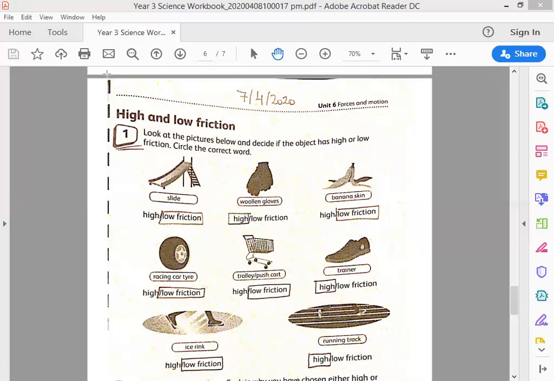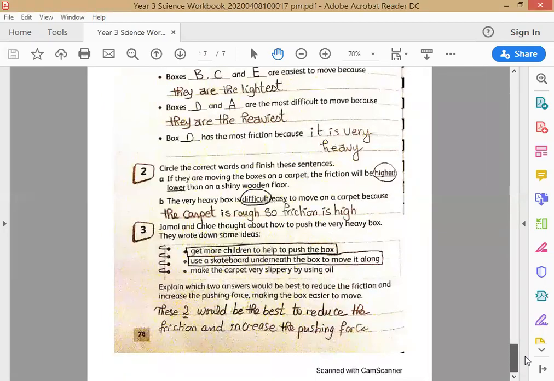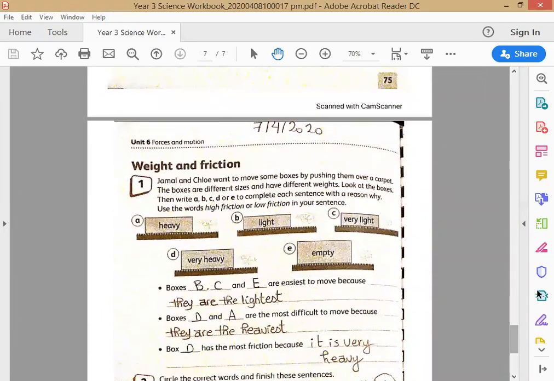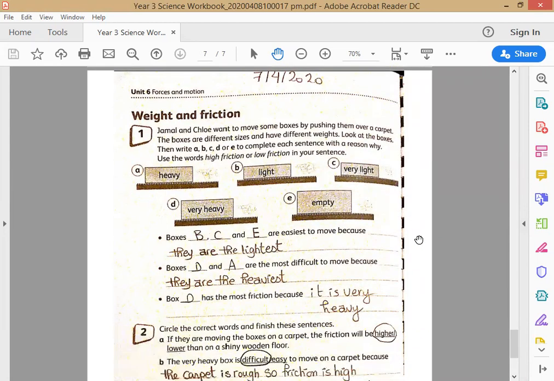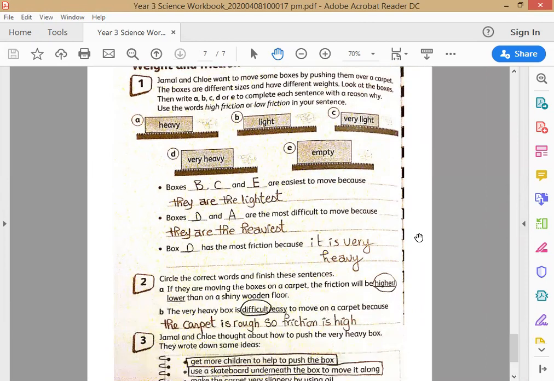Okay, next page, page 78. In page 78, we have many boxes with different weights, and we are going to answer the question, but we have to look very carefully at the boxes. He's going to ask you some questions about friction, and he told you that these boxes have different mass. For example, box A is heavy, box B is light, box C is very light, box D is very heavy, box E is empty. It contains nothing.